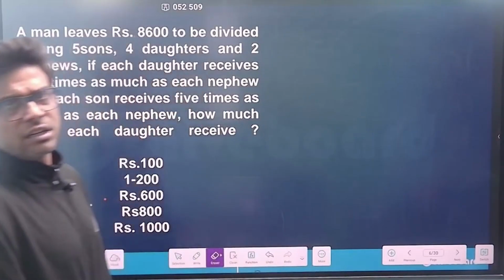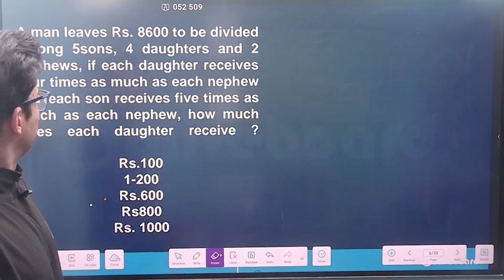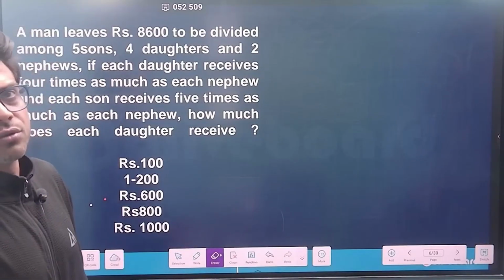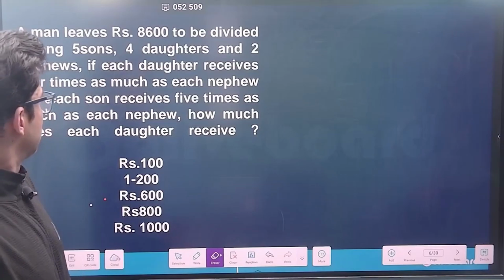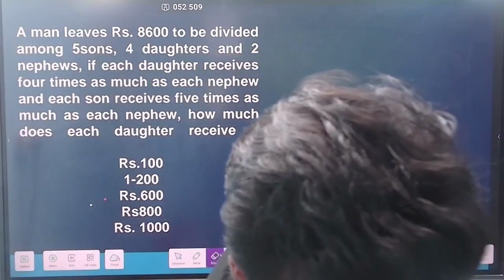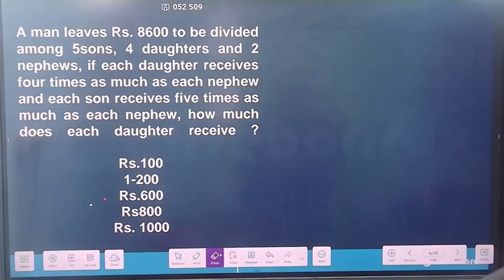Can we figure out the ratio of daughter and nephew? The ratio of daughter and nephew is 4:2, 4:1. No. How can we solve this? Come on, anyone in the class can answer. Guys, you got the proper time. How can you divide the ratio? If anyone is watching me, how can we?